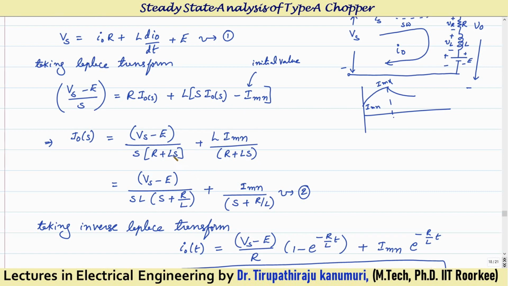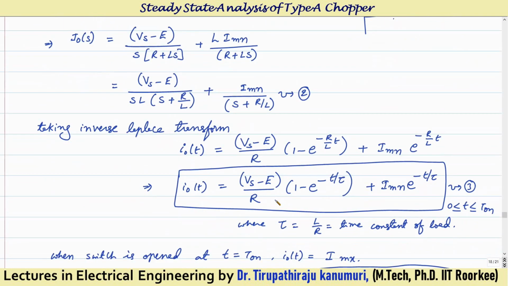So now what I am doing, I am taking the L as common. So this will become Vs minus E divided by S into L into S plus R by L. And here when I take the L common, L and L will cancel. Inside it will become S plus R by L. So now I am taking the inverse Laplace transform.